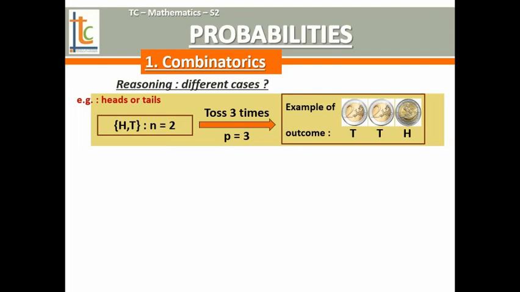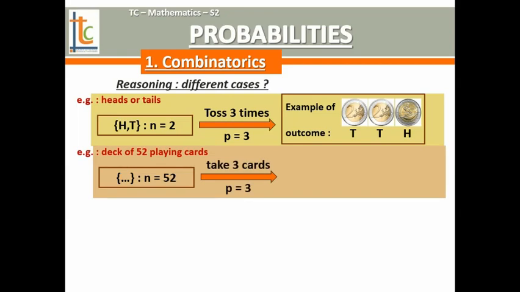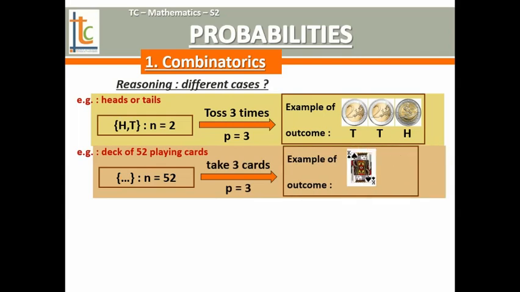Let's compare it to a second example, which is drawing from a deck of 52 playing cards. So the initial set being the deck, it contains 52 elements. I want to take 3 cards at random from this deck. And let's build an example of an outcome. It could be the king of spades, the jack of hearts, and the 8 of clubs. So it's one of the multiple examples that could occur from this experiment.